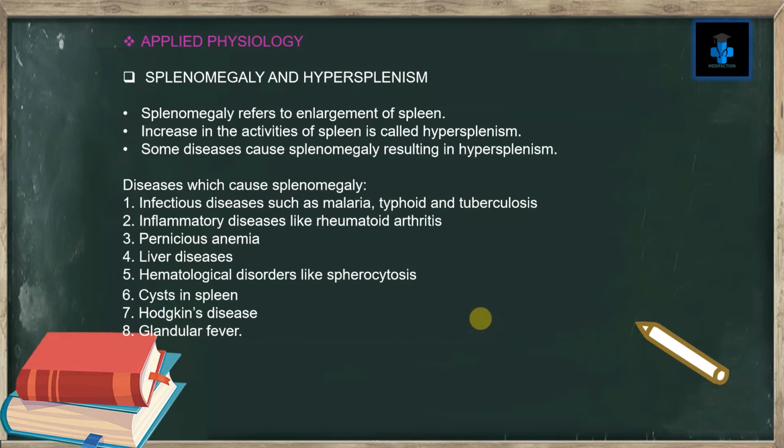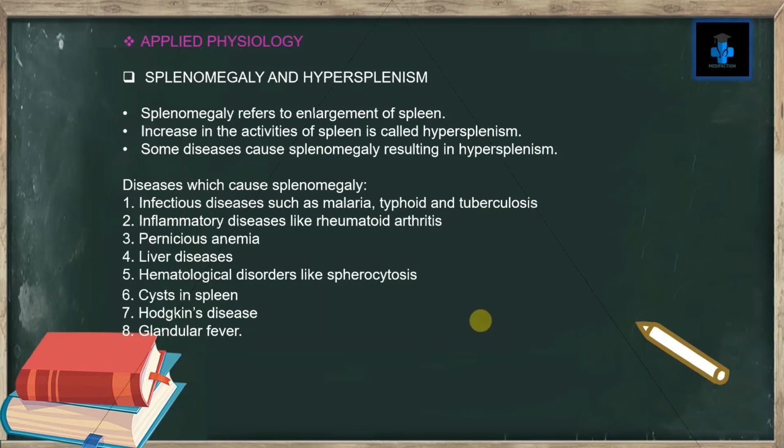Which are those diseases? Number 1. Infectious diseases such as malaria, typhoid, and tuberculosis. Number 2. Inflammatory diseases like rheumatoid arthritis. Number 3. Pernicious anemia. Number 4. Liver diseases. Number 5. Hematological disorders like spherocytosis. Number 6. Cysts in spleen. Number 7. Hodgkin's disease. Number 8. Glandular fever.